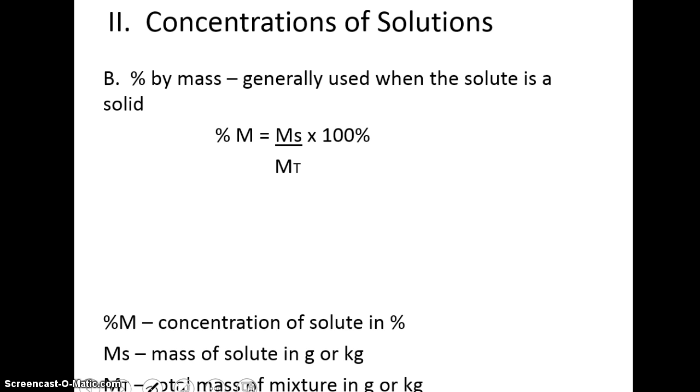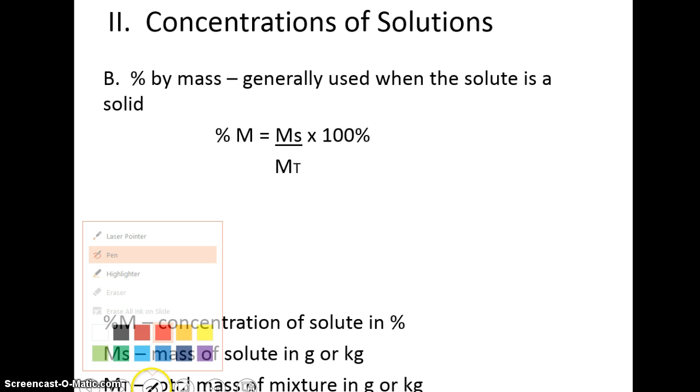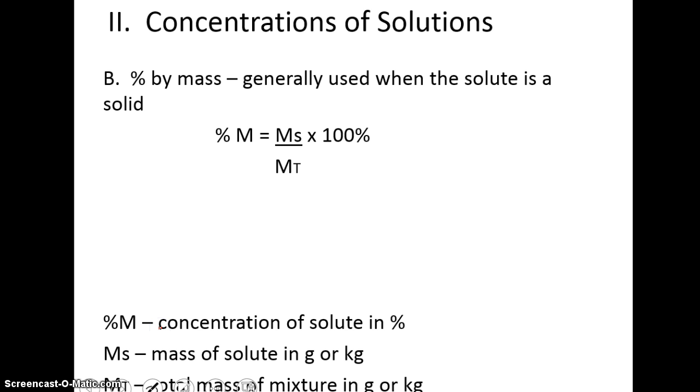I have another equation for you, and it's very similar to the other one. This is just percent by mass. This is generally used when the solute is a solid, otherwise it's pretty much the same. Your percent M is the concentration of solute in percent, Ms is the mass of solute in grams or kilograms, Mt is the total mass of mixture in grams or kilograms. And this equation I will also give to you on the test, but you should know how to rearrange it.